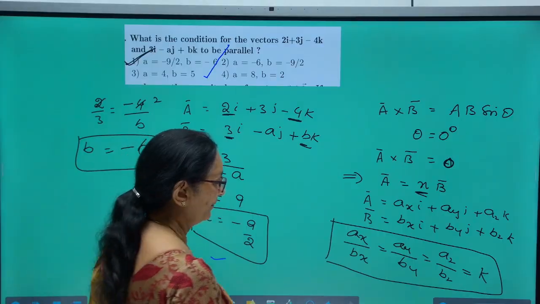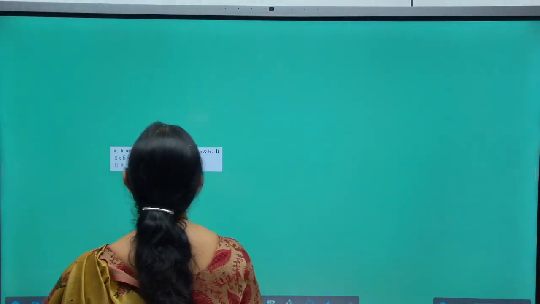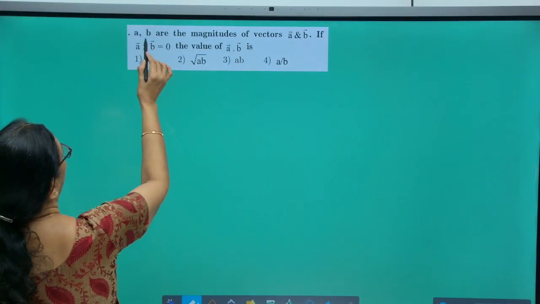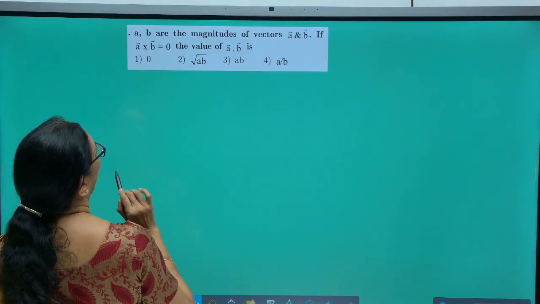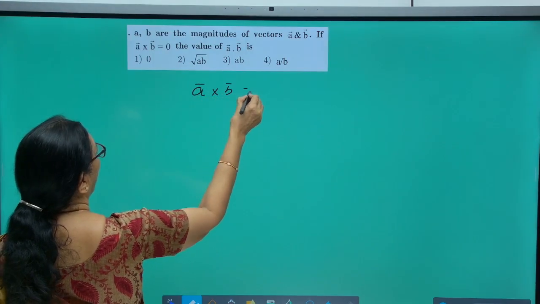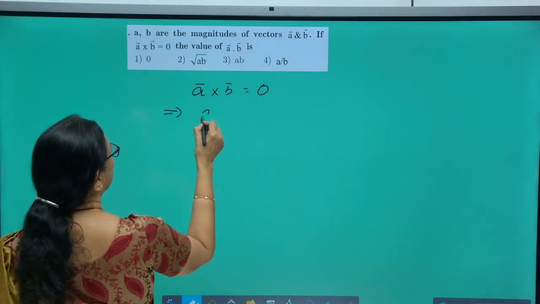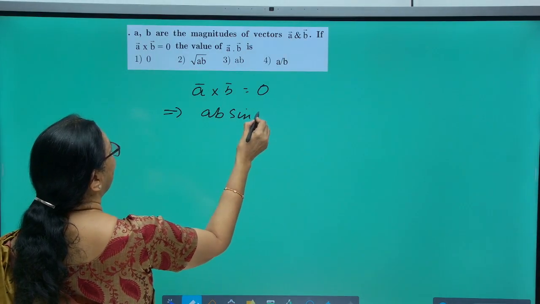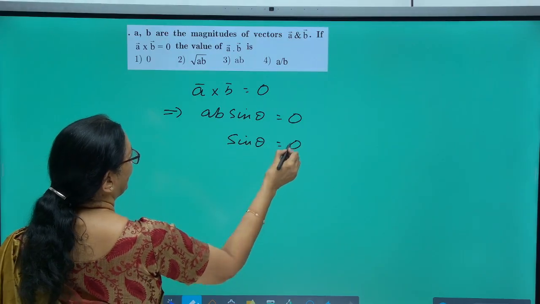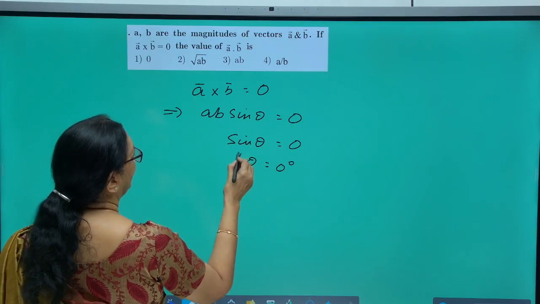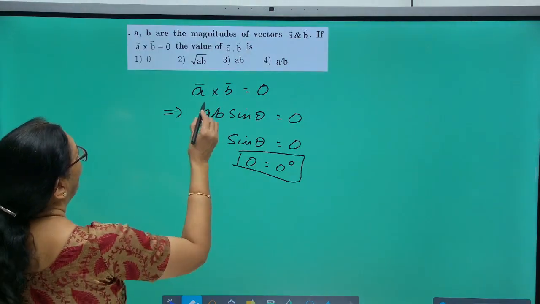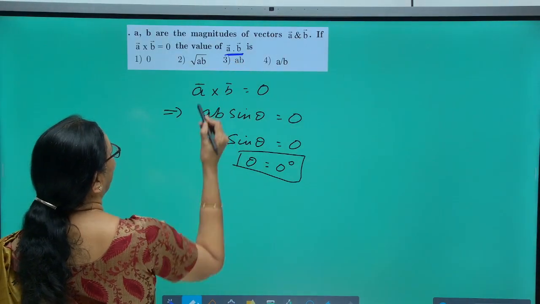Okay? Now, let us go to the next problem. Look here. In this problem, it is mentioned that A bar, B bar are the magnitudes of the two vectors. If A bar cross B bar is equal to 0, it implies AB sin theta is equal to 0, which implies sin theta is equal to 0 or theta is equal to 0 degrees. Simply we can say cross product is 0 implies angle between them is 0. What is the dot product? What is A dot B?